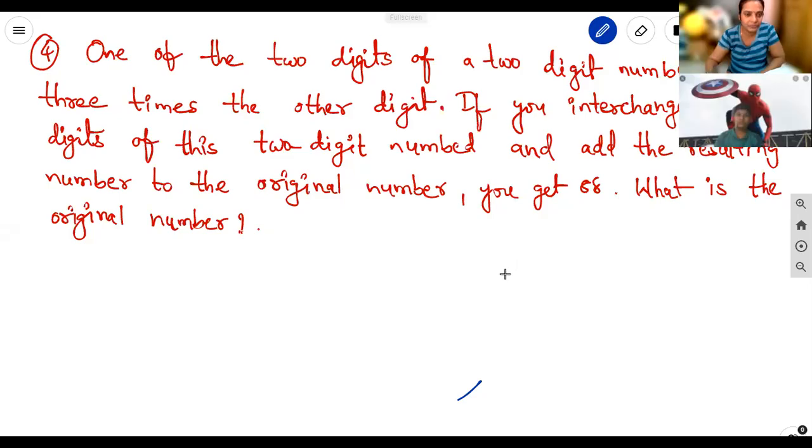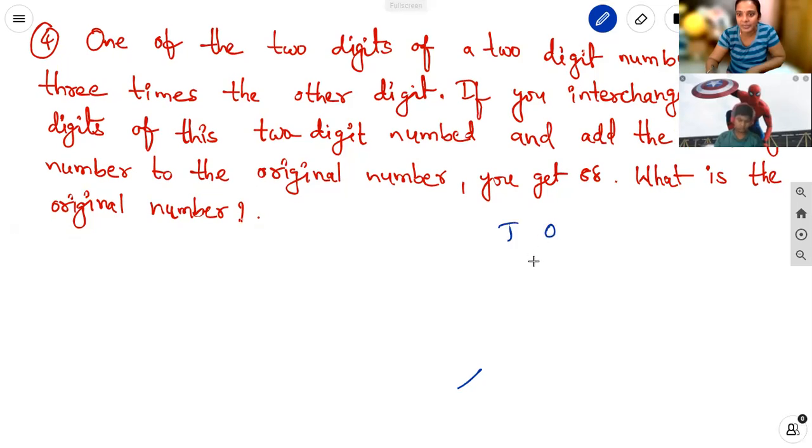Fourth problem. One of the two digits of a two-digit number is 3 times the other digit. Here is the tens place, here is the ones place. Suppose the ones place number is x. The tens place number is 3x. Multiply it with 10 and add the ones place number. This is the original number.